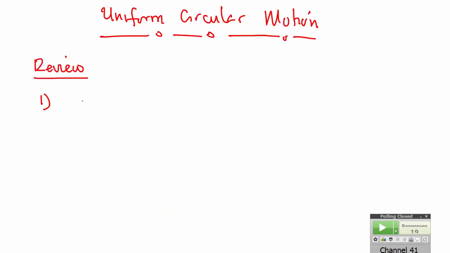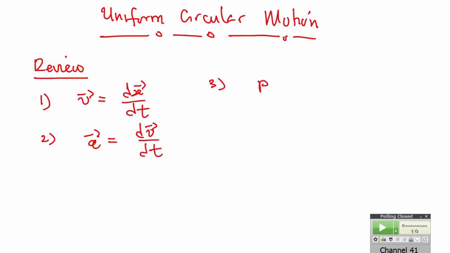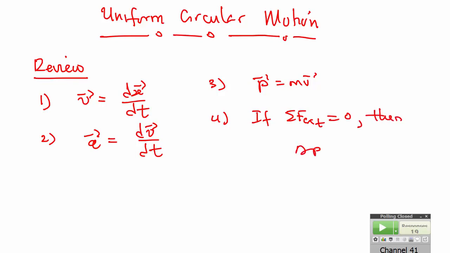We know that the velocity of an object is defined as the rate of change of the position. Two, we know that the instantaneous acceleration is given by dv over dt. Three, we know that momentum p is equal to mv. And four, Newton's first law states that if the sum of F external is equal to zero, then the change in momentum will be equal to zero.